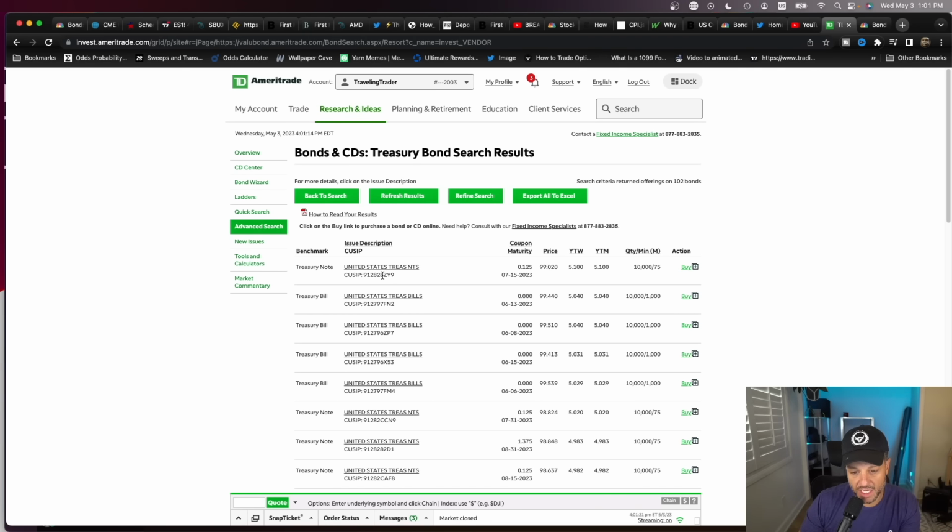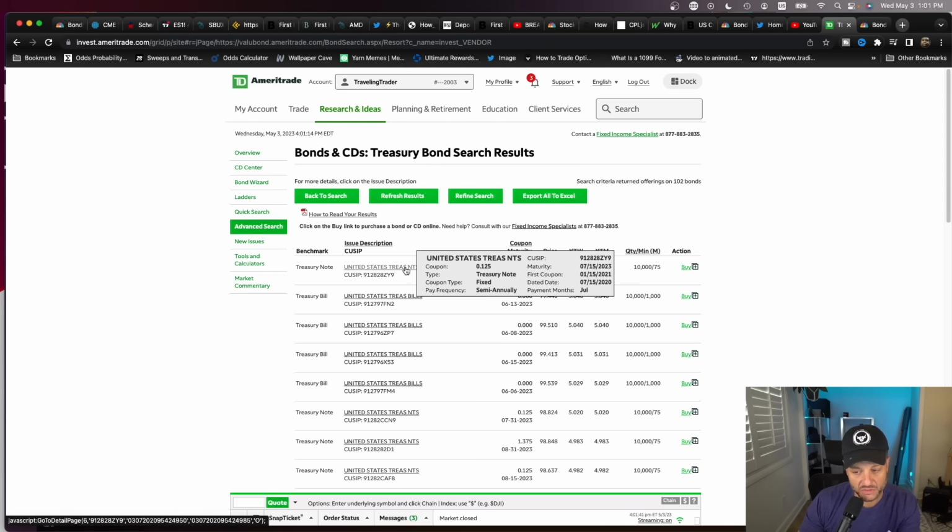So in this case, I'm looking at these treasury notes here. The yield to maturity is 5.1, and this one matures on July 15th, 2023. As of the time of this recording, this is May 3rd. So June, July. So we're talking about maturing within 2 months from now. Now, it doesn't mean that this is a 2-month treasury.